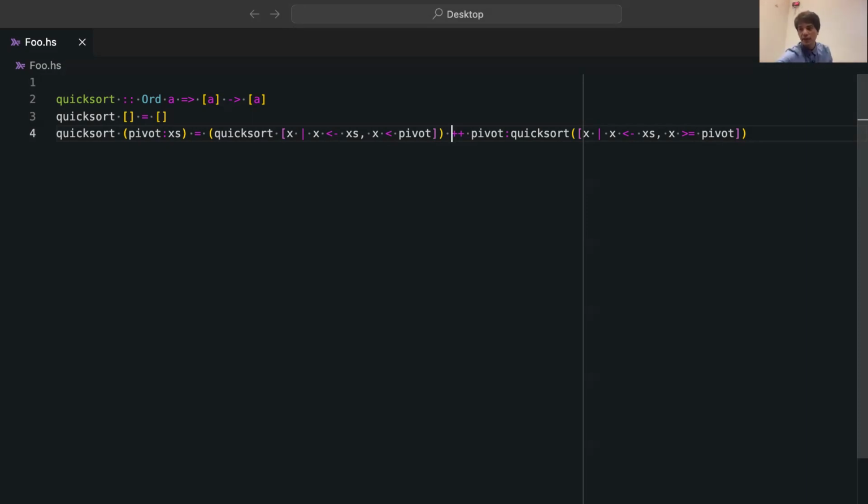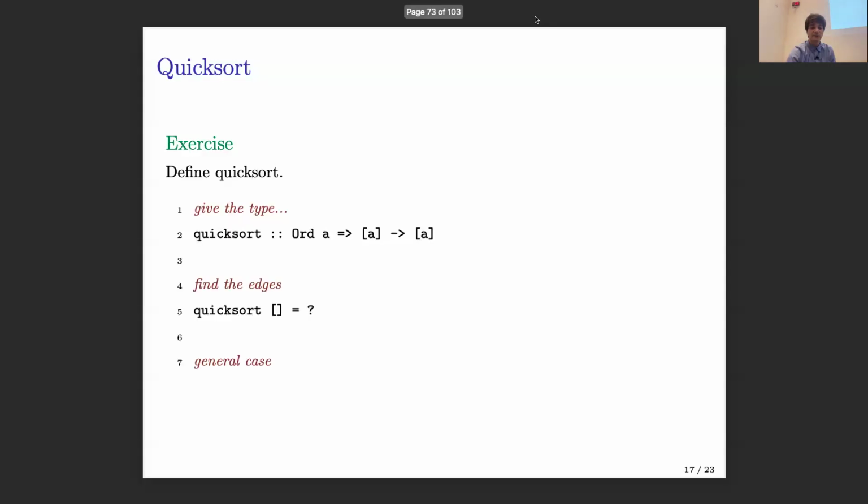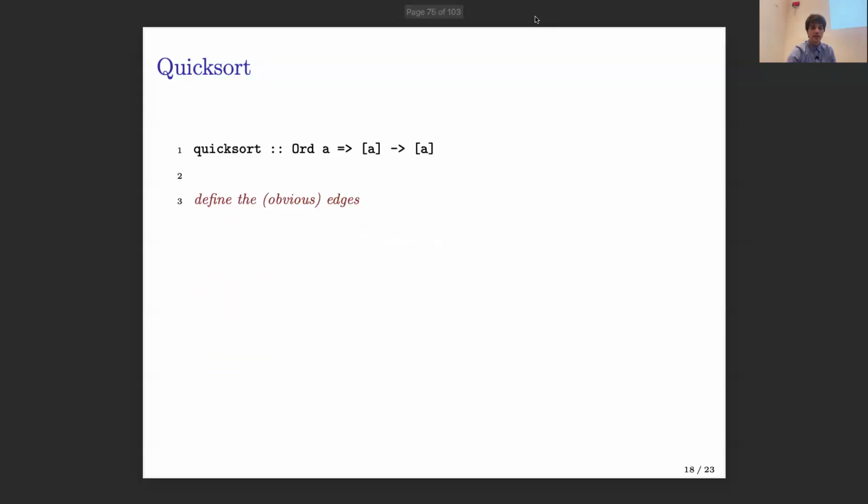How much time do we got left? Okay, so there's, as I promised, quick sort in 2 lines. So those list comprehensions are fairly useful.